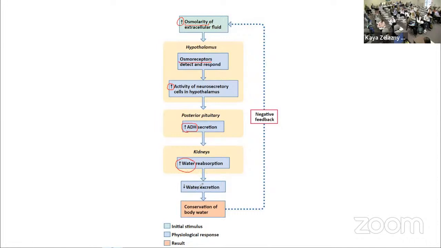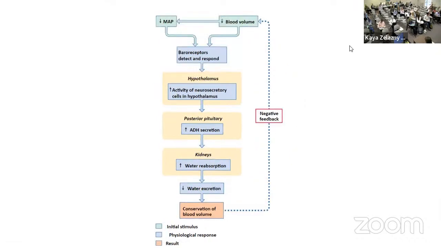So we decrease how much water we're excreting, so how much water you're peeing out, which means you're conserving how much water is staying in your body and therefore staying in your plasma, hopefully watering down that osmolarity in the extracellular fluid. So this is a negative feedback loop. So then after this happens, we could reverse all these arrow directions, right? So that would get us back to like our steady state.